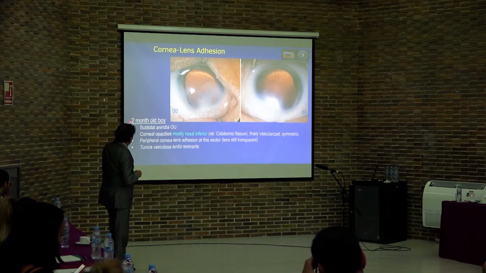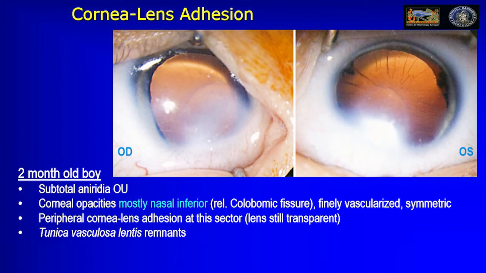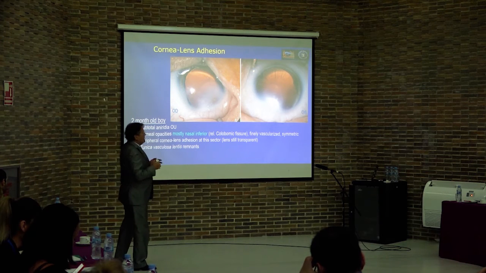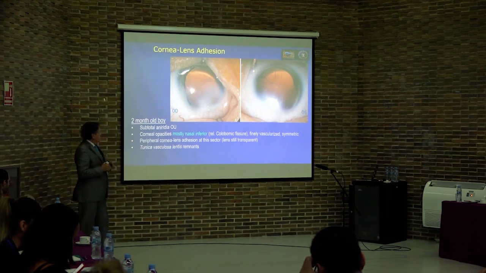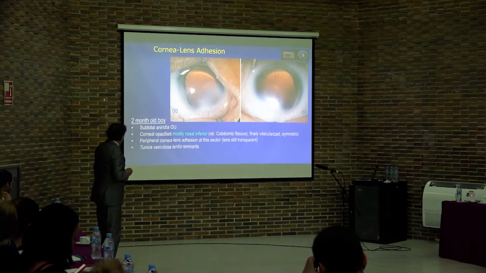This is a case of a 2-month-old boy with corneal lens adhesions in the periphery. There's this corneal opacity in the inferior nasal area, like in the colobomatous area. You can see there are also some remnants of the tunica vasculosa, and there was adhesion of the lens and the cornea in this area. So that's probably one side of the spectrum where we can see the relation between aniridia and the other anterior segment dysgenesis.